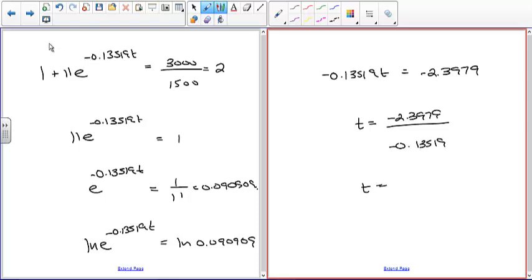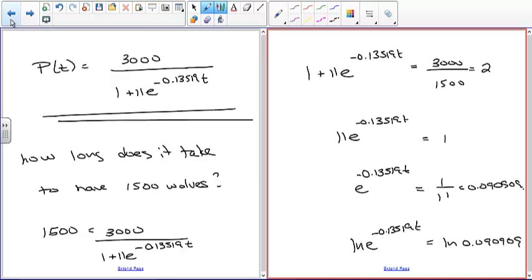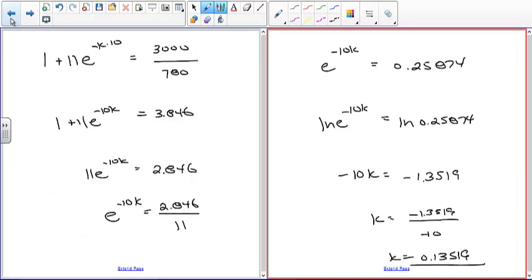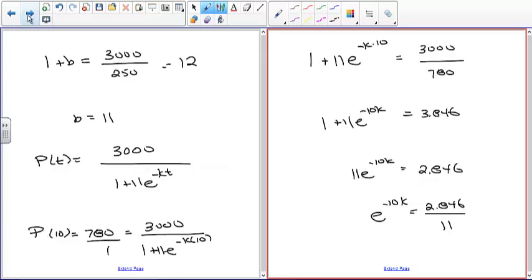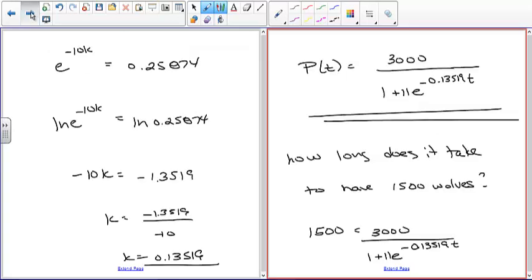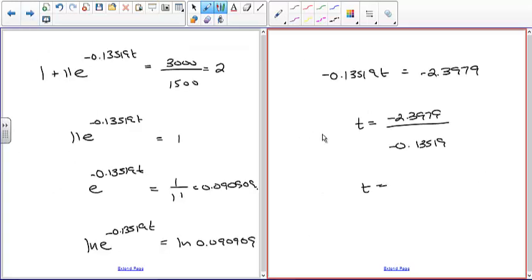And remember, let's see, it took 10 years, is that right? 10 years to get to 780, so it should be more than 7 years. And it turns out to be 17.7 years. So that makes sense.